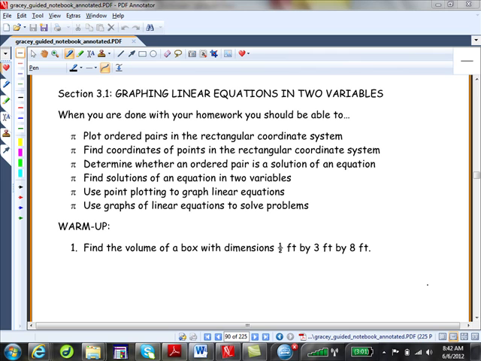We'll be doing all this great stuff: plotting ordered pairs in the rectangular coordinate system, finding coordinates of points in that same system, and determining whether an ordered pair is a solution of an equation. A solution of a linear equation in two variables means you'll have an x coordinate and a y coordinate, and you have to plug both of them in the appropriate places and make sure you get an identity statement. We'll be finding solutions of equations in two variables, using point plotting to graph linear equations, and we'll use graphs of linear equations to solve problems.